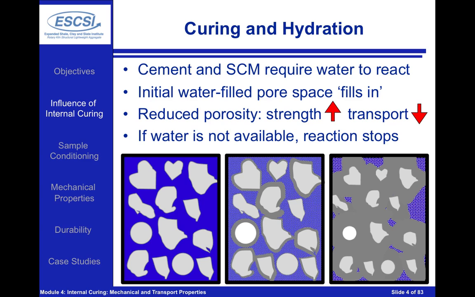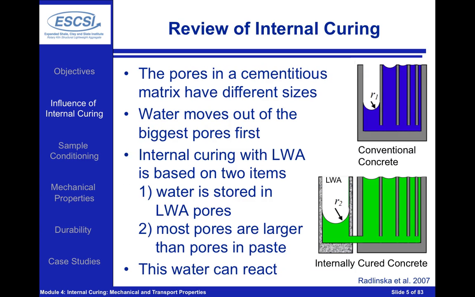Now as we reduce the porosity, strength is going to go up and the transport properties are going to go down. So as we fill in more of the space, the system is going to get stronger, and it's going to be harder for ionic species to start moving through the concrete. And this is all predicated on the cement and supplementary materials reacting. If we take water out of this equation, that reaction is going to stop. And the role of internal curing is to keep the water available for a longer period of time.